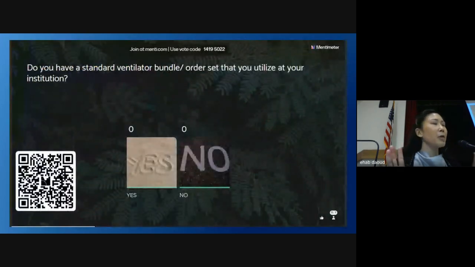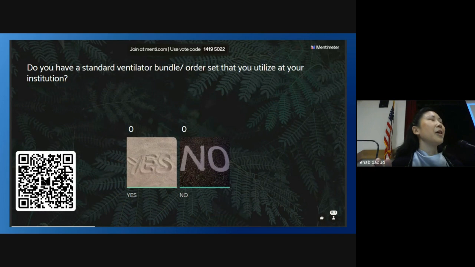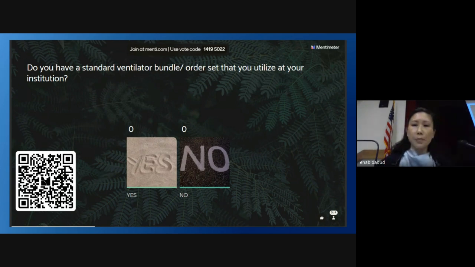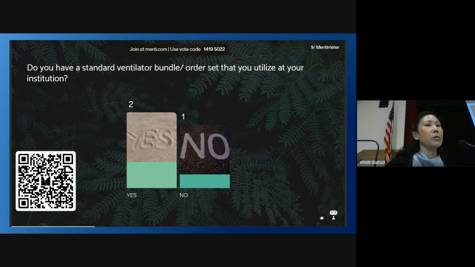And then I would just want to test this out. I do have some audience participation in here. For those of you online, you can just scan the QR code and see if that works out. Last time it didn't work out so great, but we'll see how it goes. The question is, do you have a standard ventilator bundle or order set that you utilize at your institution?